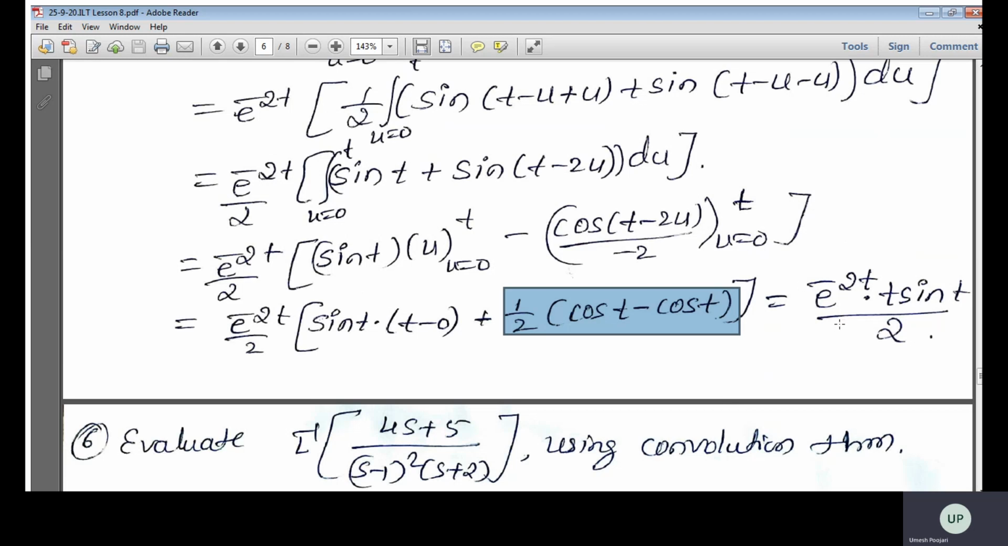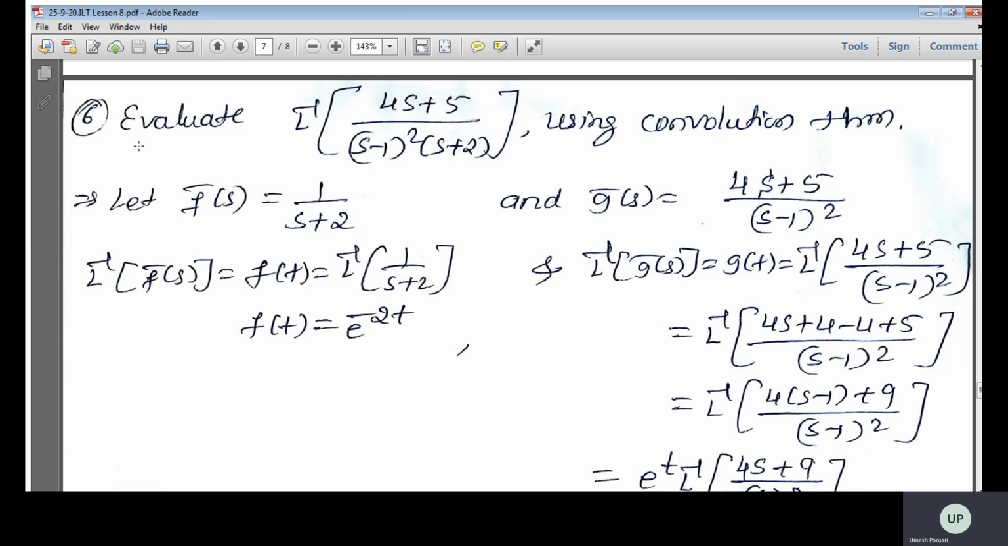Correct? Now the next one is: evaluate L inverse of 4s plus 5 divided by s minus 1 whole square into s plus 2 using the convolution theorem. Again, in the denominator there are two terms. You can assign one term to f bar and one term to g bar. So we can take s plus 2 for f bar of s and s minus 1 whole square for g bar. But what about the numerator? As I told you in the last example, you have to take both the terms to either f bar or g bar. You cannot separate it. So we shall take 4s plus 5 to g bar of s. You can even take this 4s plus 5 to f bar of s also, no problem.